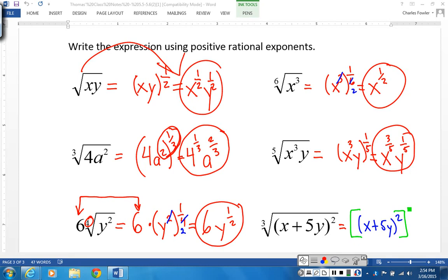Alright, but all of this should be to what power? Because of this, it should be to the 1/3 power. And your final answer would be parenthesis x plus 5y to the, you can multiply that together and it's just to the 2/3 now. So that's your final answer. Well, this concludes your video on writing the expression using positive rational exponents.